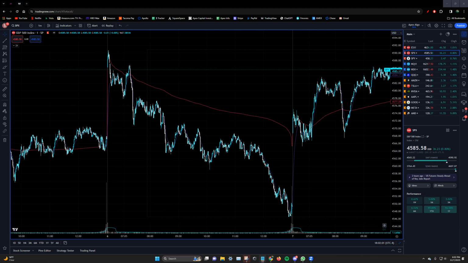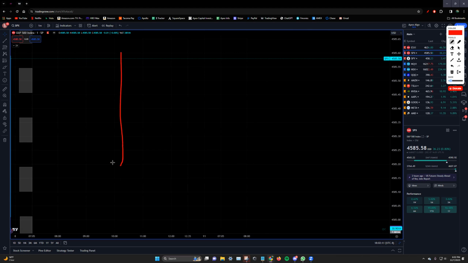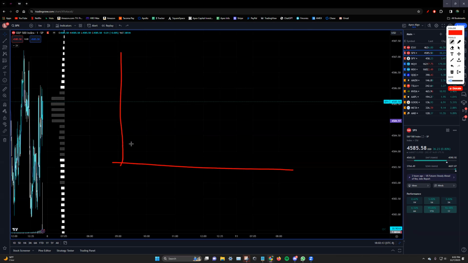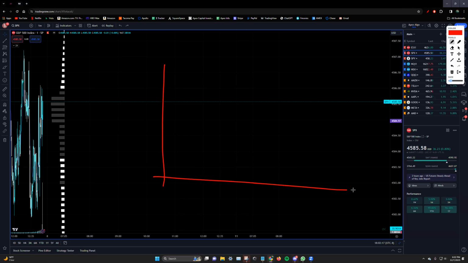So, the first thing I want to talk about is the gamma curve. Think about it like this. Let's get a nice little drawing. That's a really ugly line, but we'll make it work. So imagine this is gamma.